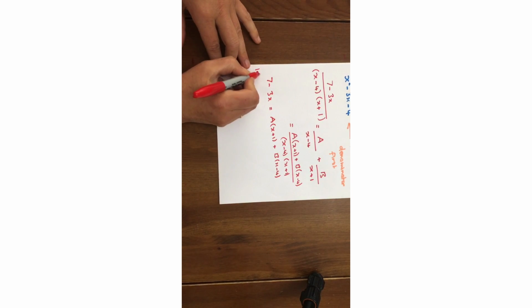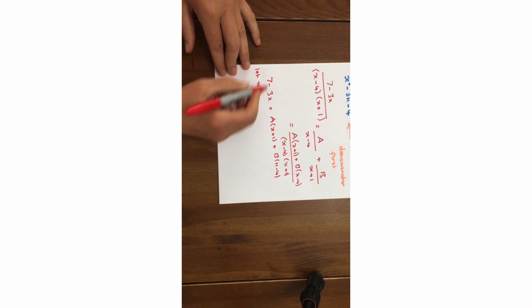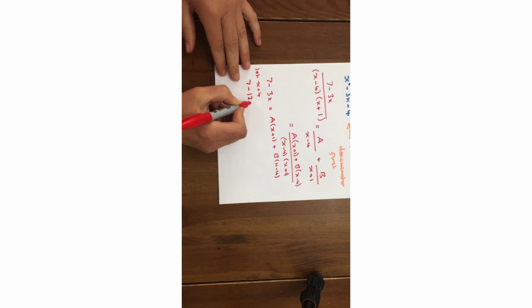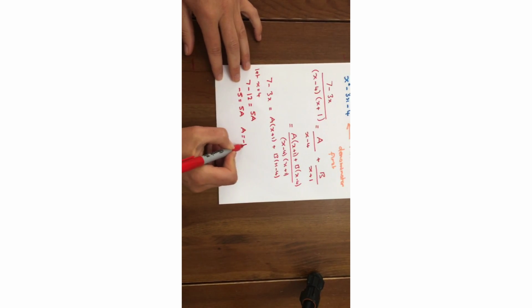So the first one I'm going to do to get rid of b, I'm going to say let x equals 4. So I'm going to sub that in. So I've got 7 minus 12 equals 5a. So negative 5 equals 5a. So a equals negative 1.